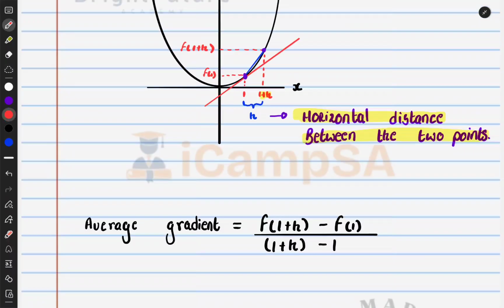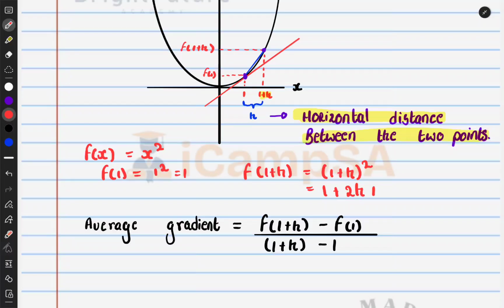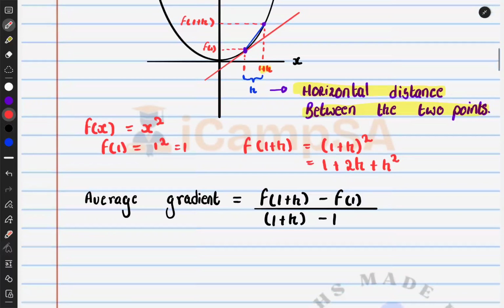So our function is what? Our function is f at x is equal to x squared. Let's find f at 1. F at 1 will be 1 squared, which is 1, and then f at 1 plus h will be 1 plus h squared. Therefore, this will be 1 squared, which is 1, plus 2h (1 times h times 2), plus h squared.